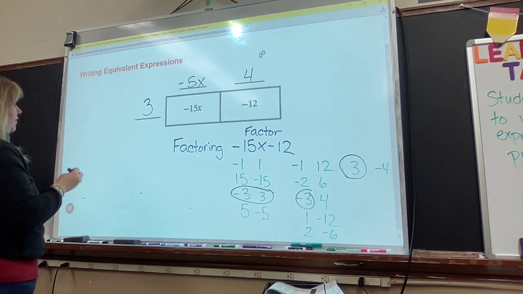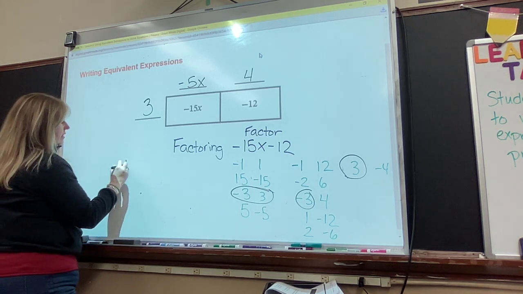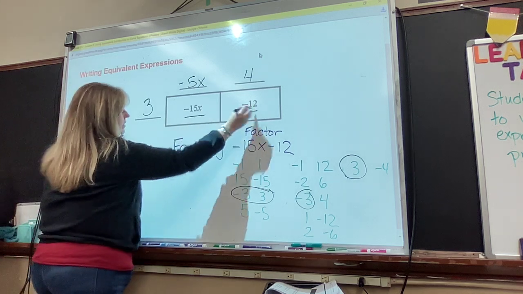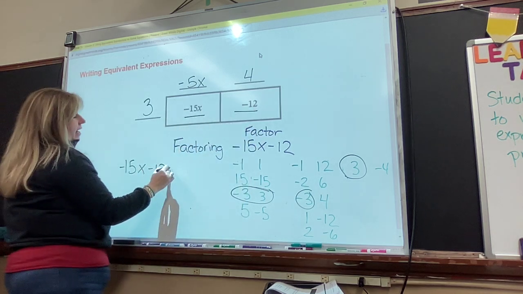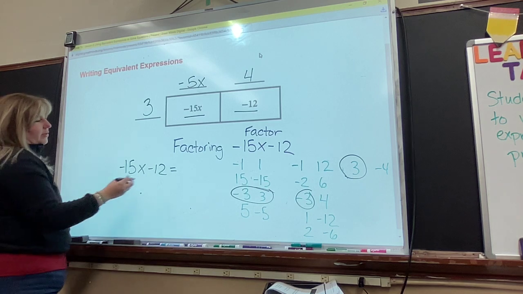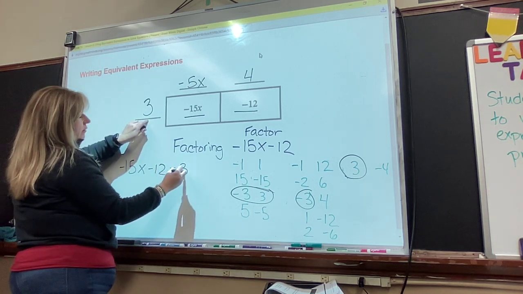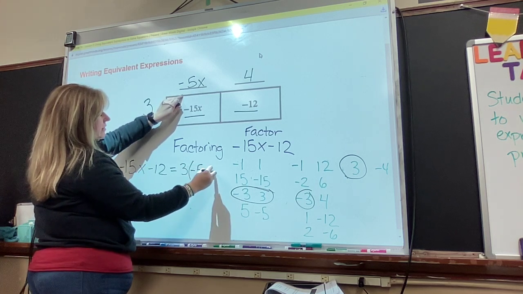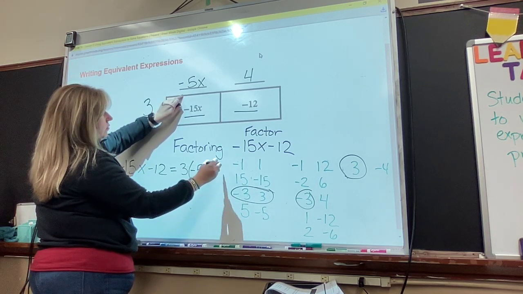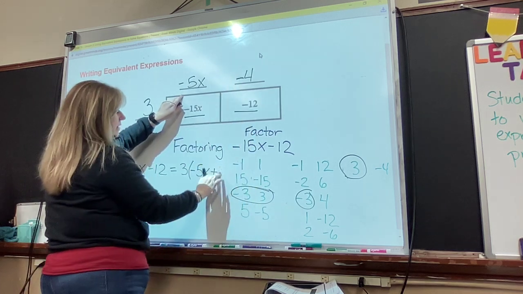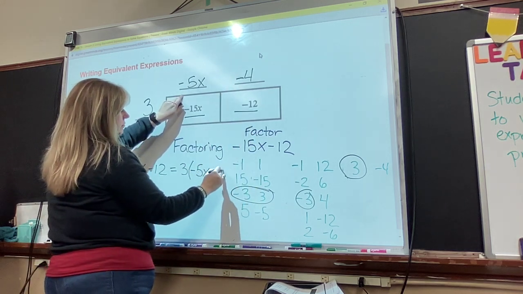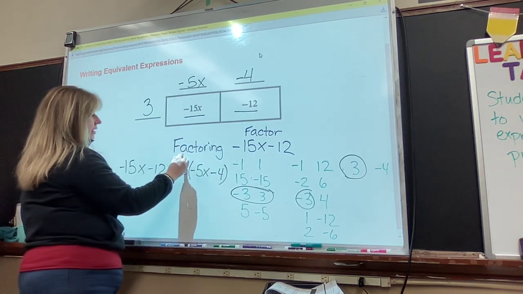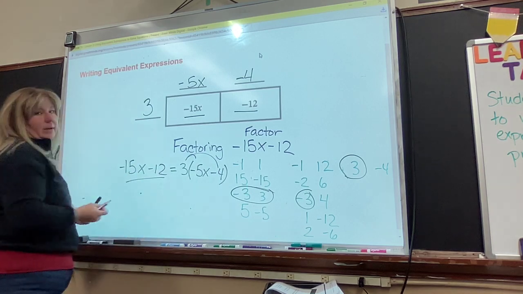So if we're writing this equivalent expression, we started with negative 15x minus 12. We started with what was in the boxes. And then when we factored that to write the equivalent expression, we got 3, outside of the parentheses, times negative 5x minus 4. And then if I do the reverse here, if I do the distributive property, I should obviously get back what I started with.